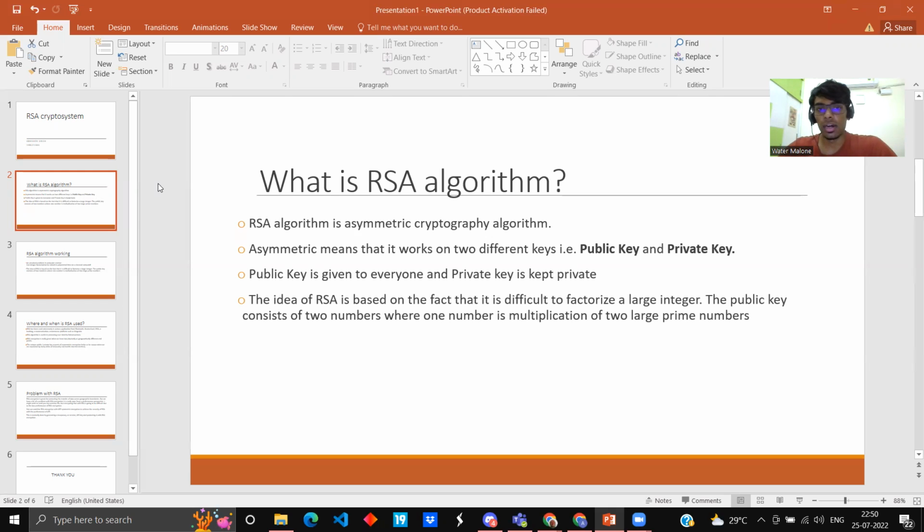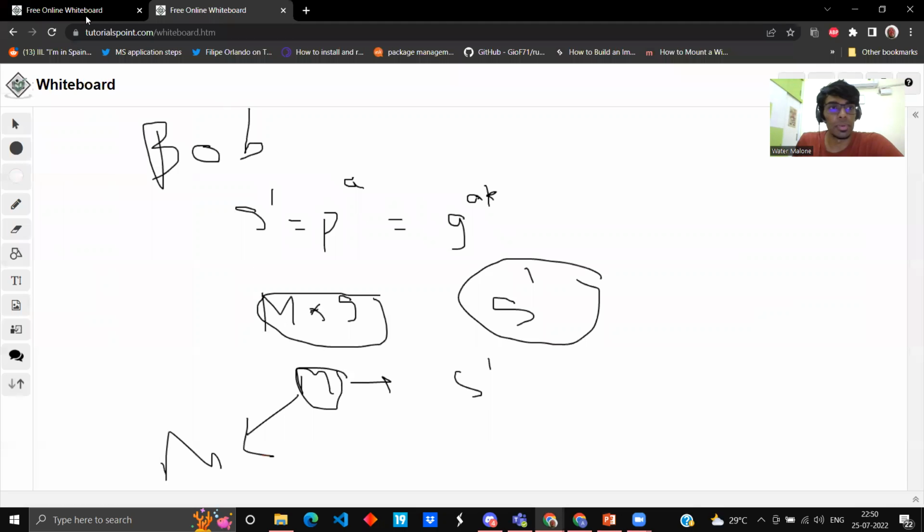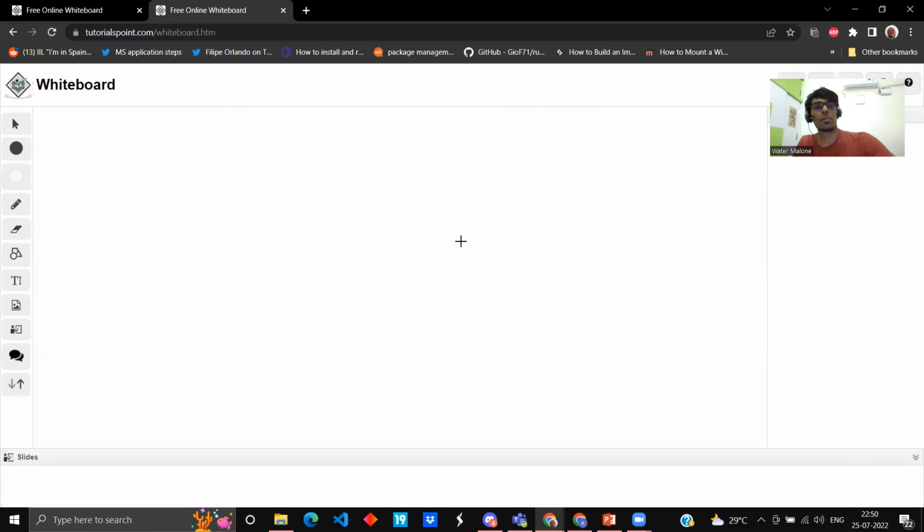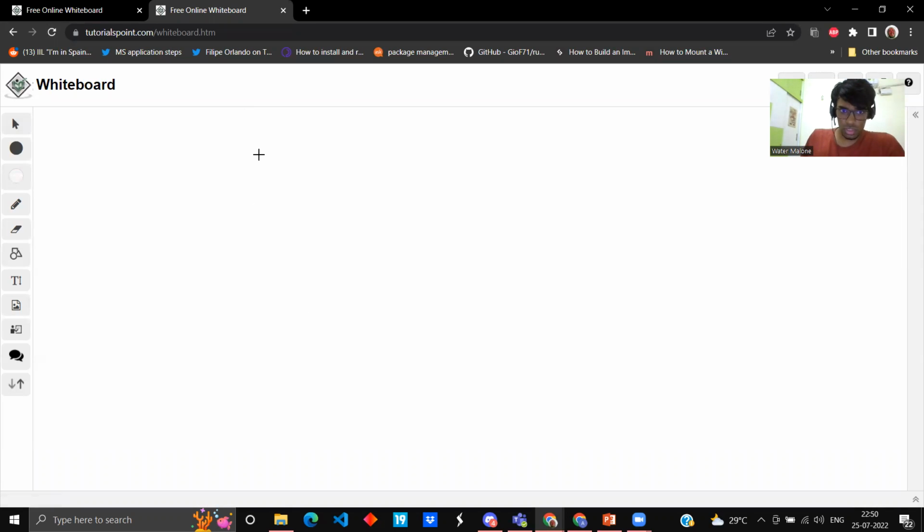So RSA works basically on the fact that it is very difficult to prime factorize, or just factorize, any large integer. Let me give an example here. If you have a number, let's say that number is n, and you want to prime factorize it, which basically means that any number you have, you can prime factorize it. Prime factorizing it means that you split it into its prime factors.